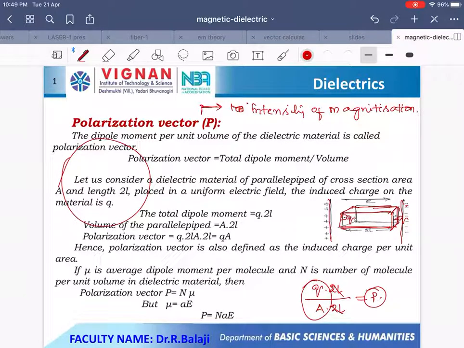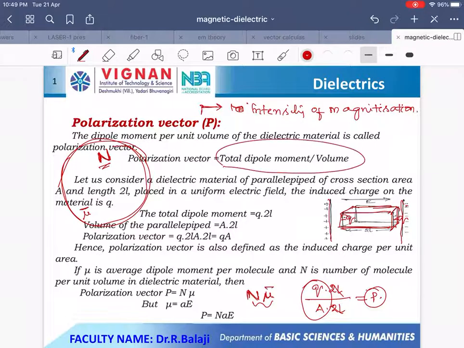In this dielectric material we have capital N dipoles per unit volume, each dipole having dipole moment mu bar. What is the total dipole moment of this system? You can represent it as N into mu bar. This is per unit volume, so N into mu bar represents the total dipole moment per unit volume.